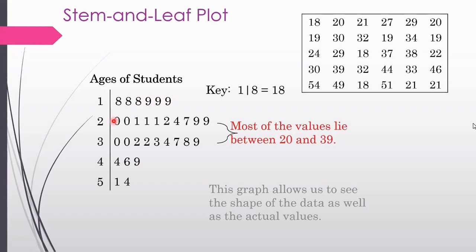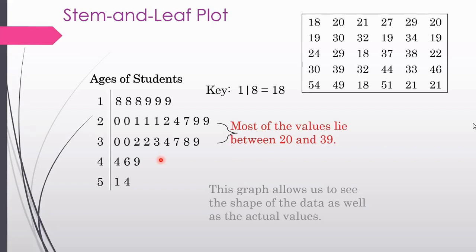In the second class, we have 1, 2, 3, 4, 5, 6, 7, 8, 9, 10 observations. Right? In the third class, we have 1, 2, 3, 4, 5, 6, 7, 8, 9 observations. In the fourth class, we have 3 observations. And the last class, we have only 2 observations. So from this, you can create the frequency distribution also.